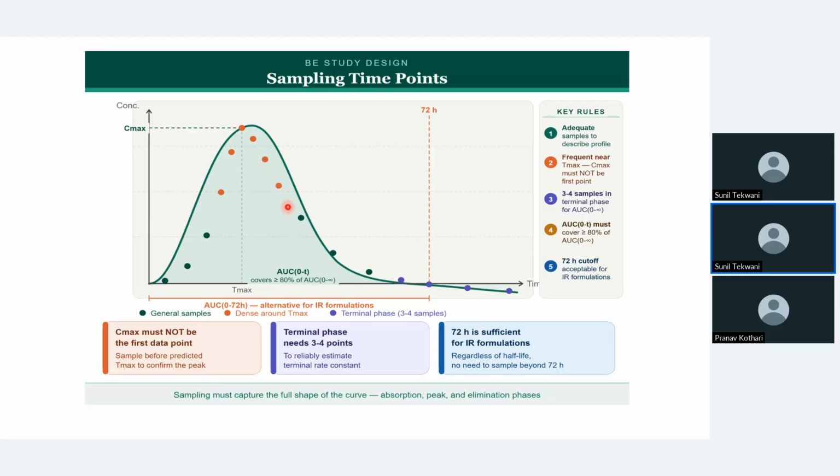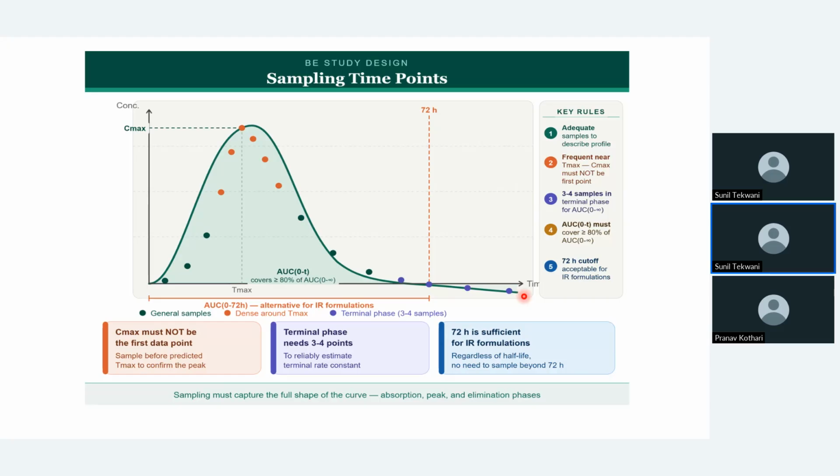And the sampling should go on till at least 3 or 4 half-lives, or better, 5 half-lives, to cover the entire elimination phase also. So the basic rule, most importantly, is that you should take more samples around the Cmax and keep continuing the sampling till 3 or 4 or 5 half-lives. This is according to the guideline. This will give you a proper curve, and an exact estimate of rate and extent of absorption.